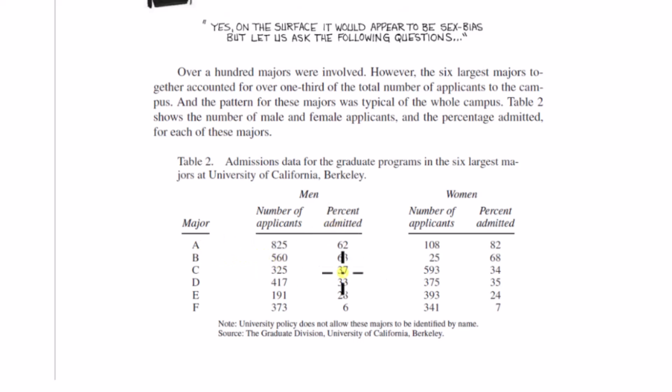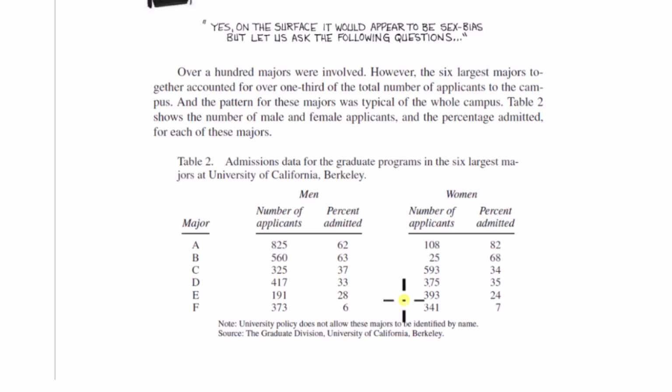If you look at each major, the percent admitted, men versus women, is about the same. So 63, 68, 37, 34, 33, 35, 28, 24, 6, 7. Except for the major A, where 62% of the men were admitted and 82% of the women. That's weird, right? We saw that overall.